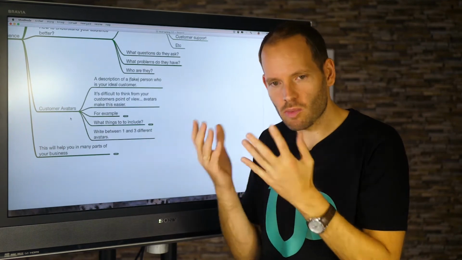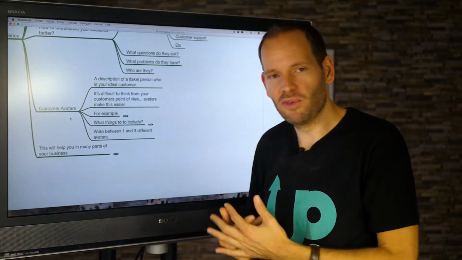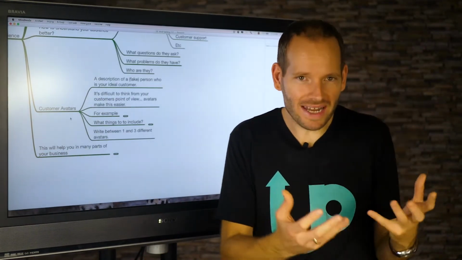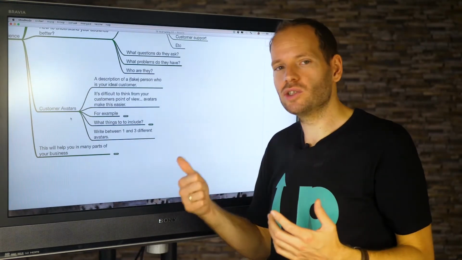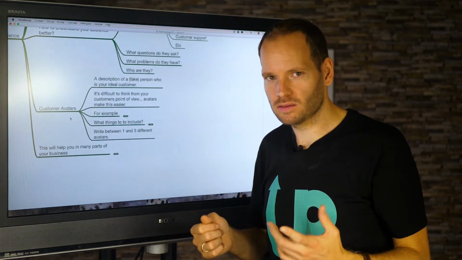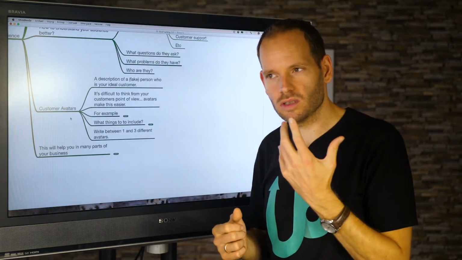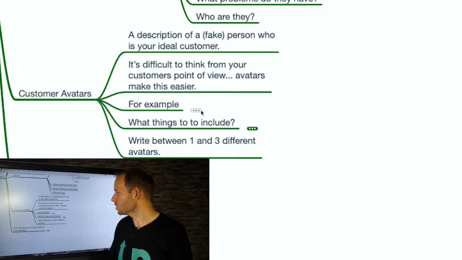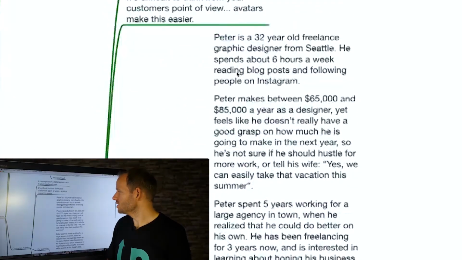It's suddenly so much easier if you literally print it out before you write an email, before you write a Facebook ad, before you do anything marketing related. You look at your avatar and you ask yourself, what would they think about this, right? And I'll give you an example of what an avatar could look like. So this is really just a random example.